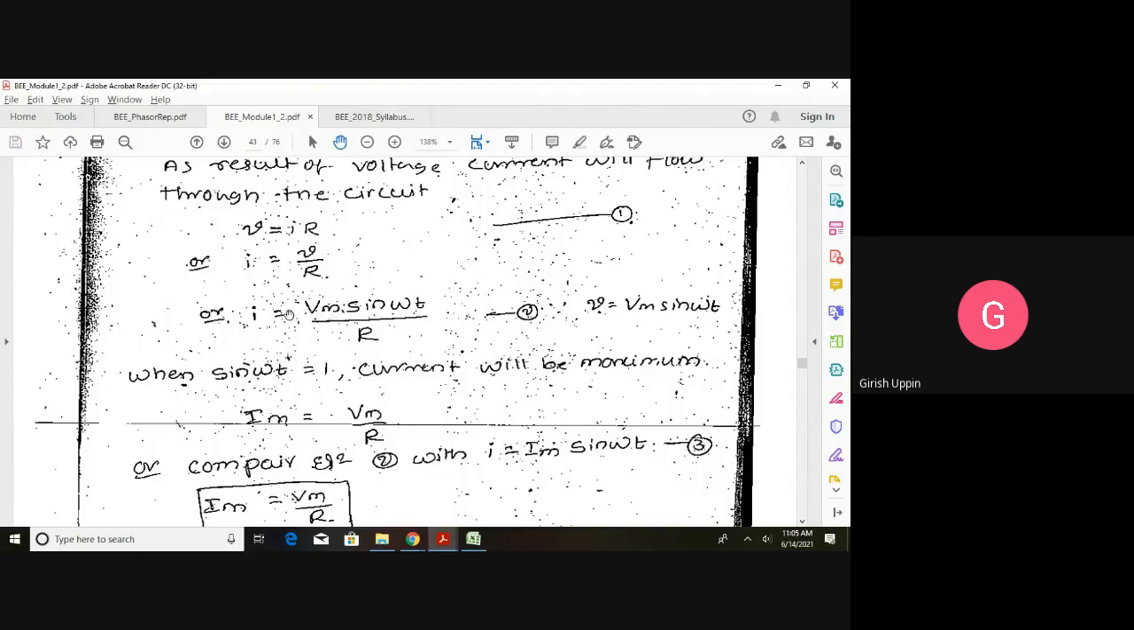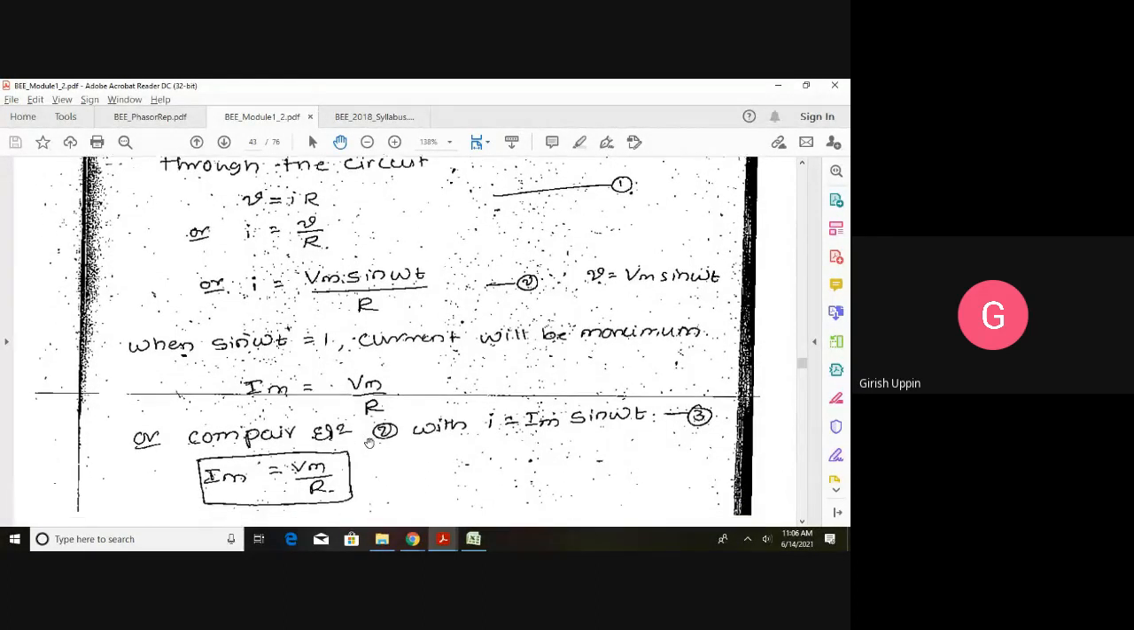And we know that Vm is a constant value, because for a given alternating voltage, the peak value Vm is constant, and R, the resistance of the resistor, is constant. Therefore, Vm by R is a constant, which is a representative value of the peak value. That is, I is equal to Im sin omega t. Therefore, Im is equal to what? Vm divided by R.